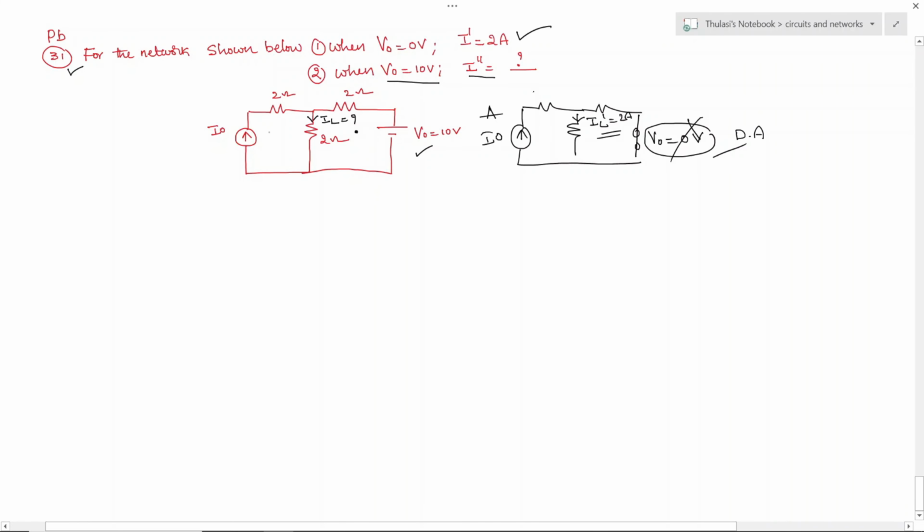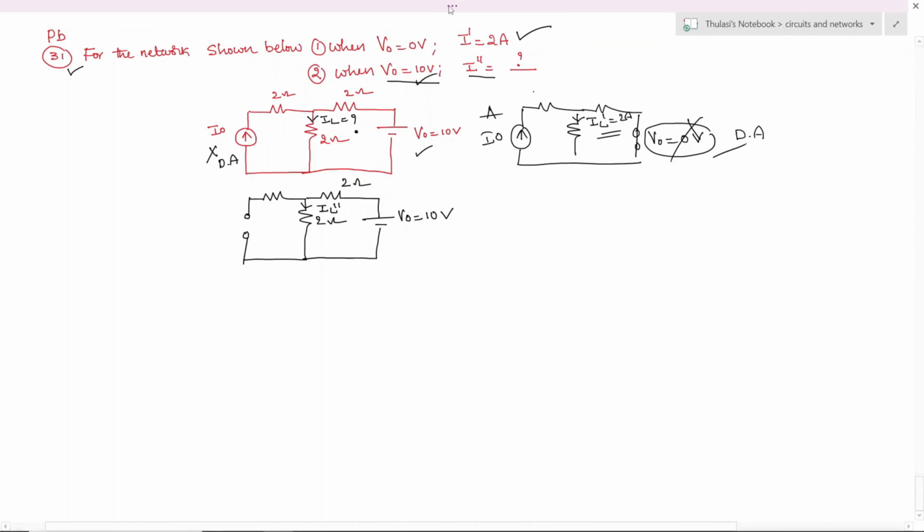Whenever this source is excited, this I naught will be deactivated, so I'm going to draw it. Now this is deactivated and we are having a 2 ohm, and this is another branch. We are activating it, and the voltage given in the problem is 10 volts. This is 2 ohms and this is 2 ohm. The current in this branch is nothing but IL double dash.